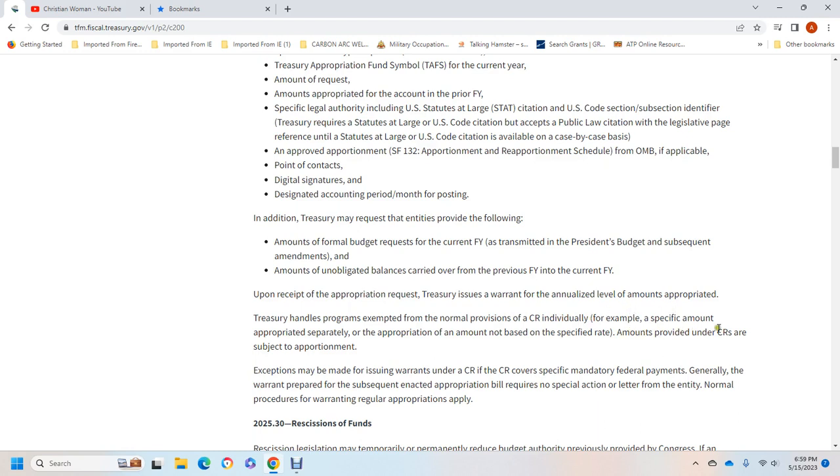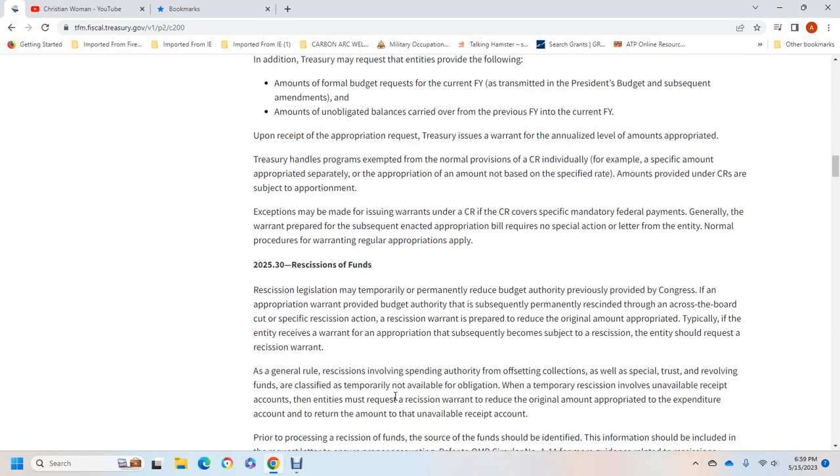Individual amounts provided within the continuing resolution are subject to apportionment. Exemptions are made for the issue of warrants of the continuing resolution, and for the continuing resolution that covers specific mandatory federal payments. For the warrant, prepare the subsequent enacted appropriation bills, require the non-special action letter; the normal procedure of the warranting regular applications applies.